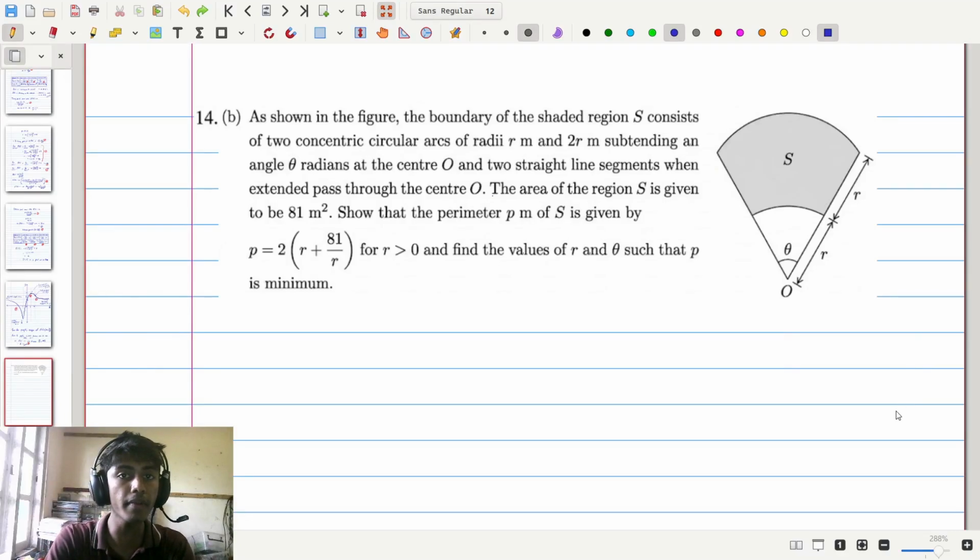2026 A-Level Combined Mathematics Paper 1 Part B, question number 14, Part B. Part A of this same question was discussed in a previous video, link in the top right. Part B of this question has to do with derivatives and optimization.